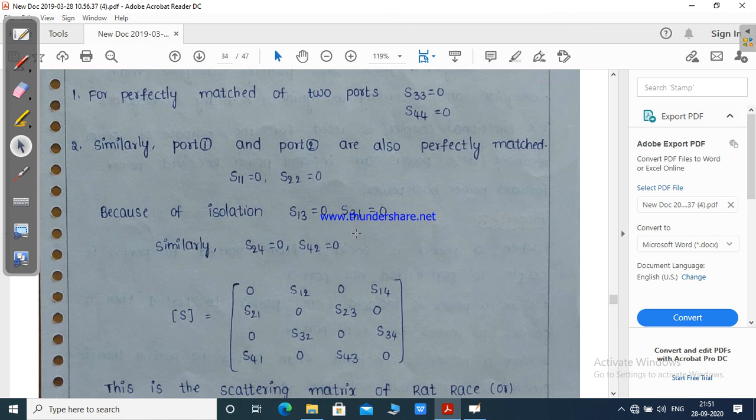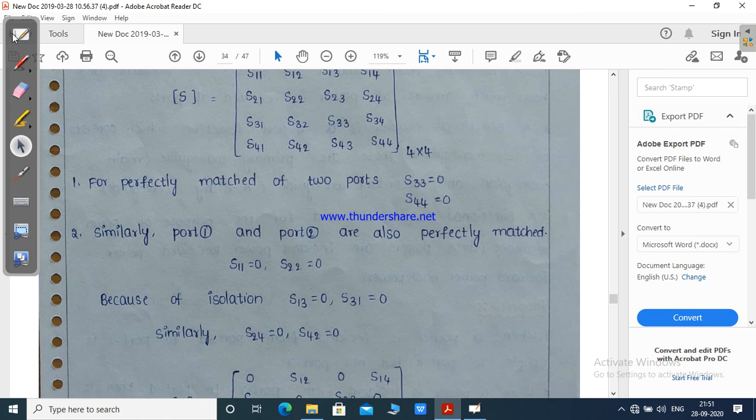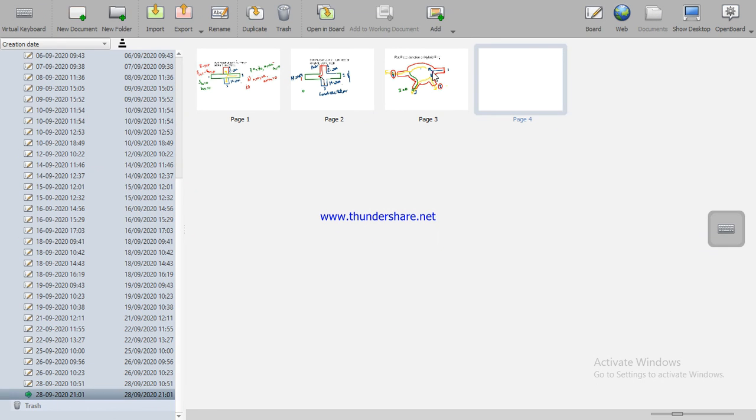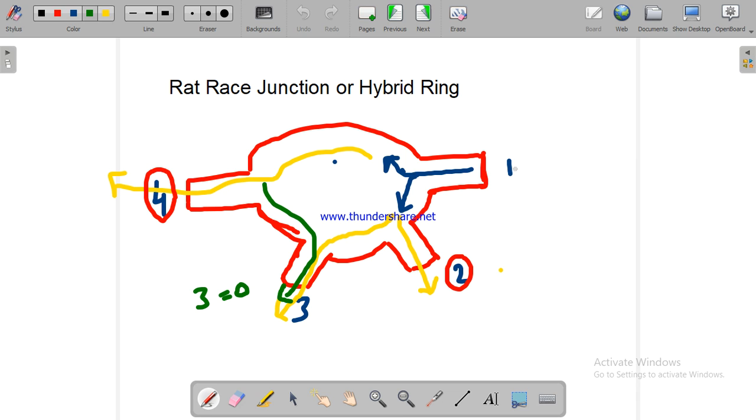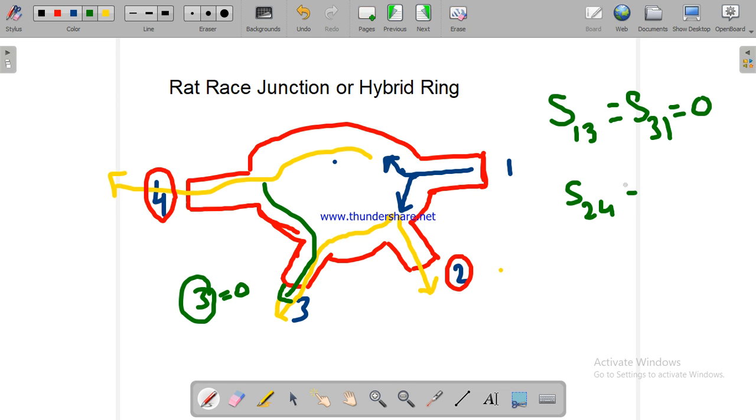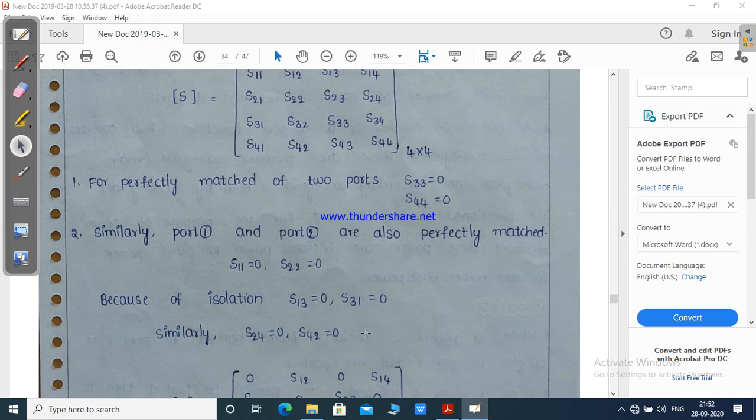Similarly, S13 and S31 are also 0, and S24 and S42 are 0. Whatever energy we give at input 1, the energy at port 3 is 0, so S13 equals S31 equals 0. Similarly, if you take input at 2 and output at 4, and also S42, it is also 0. Here the same thing: S24 and S42 are 0.